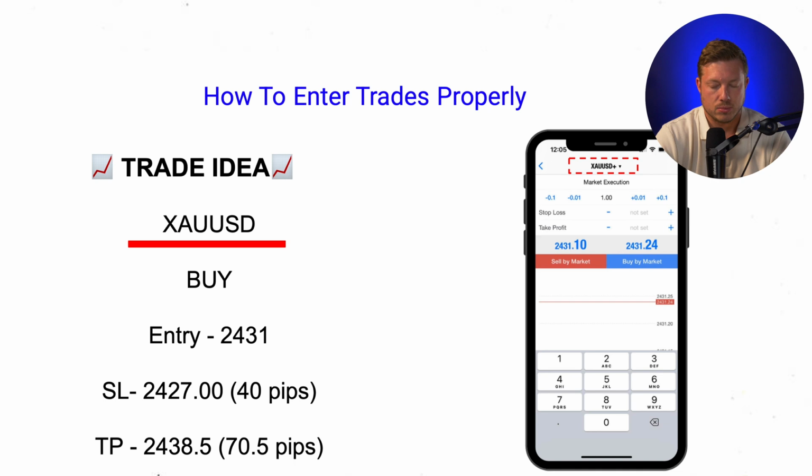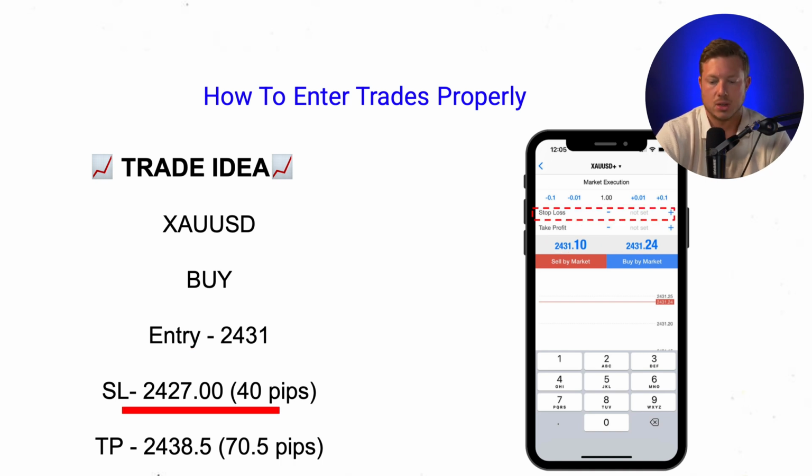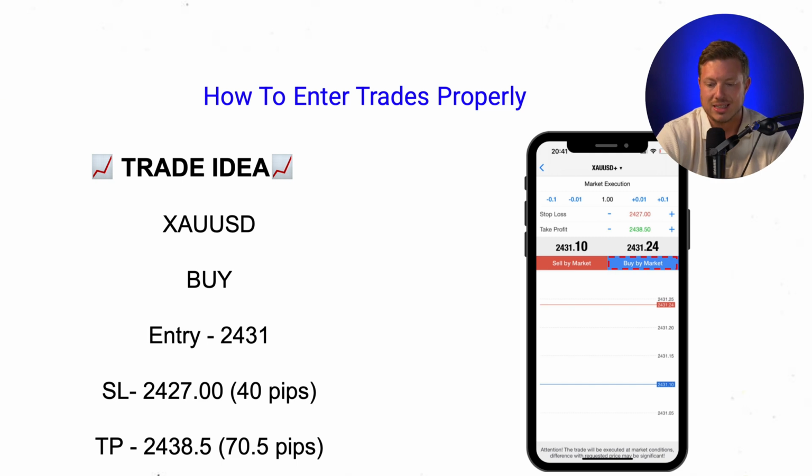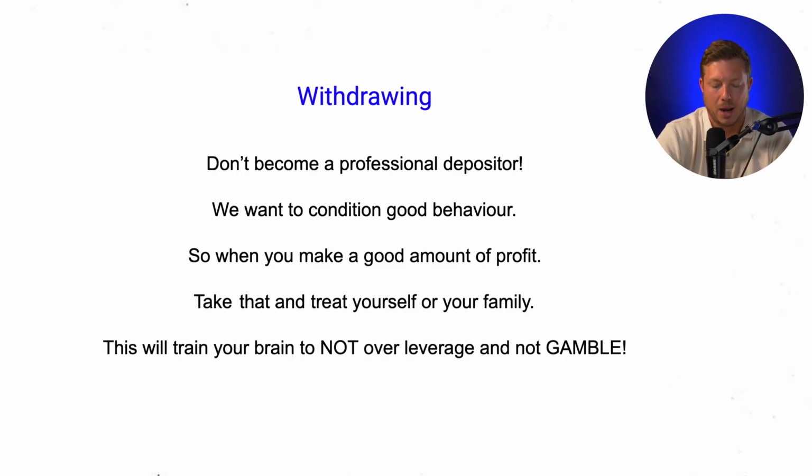And then again, we're going to make sure that we've got XAU USD highlighted. We're going to make sure that it's a buy. We're going to make sure the entry is around where we said. The stop loss goes into stop loss, take profit goes into take profit. So in these scenarios, stop loss, take profit, and we click buy market.